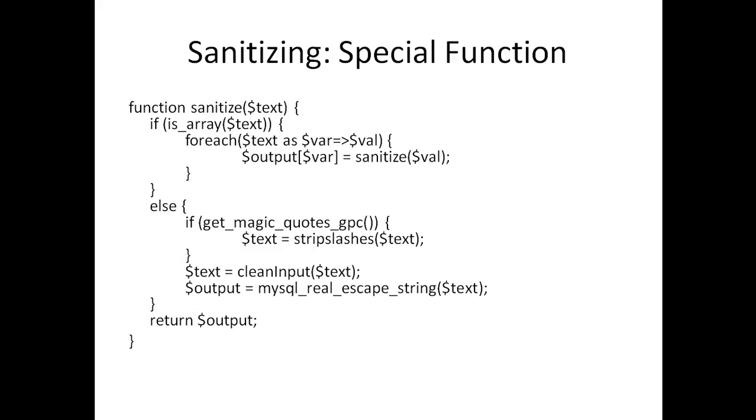So that's why they do a strip slashes, because it'll take out those extra slashes. Okay. Clean input is the clean input function. So once you have the text broken down, it'll pass it to the clean input function. And then the output is the text, but with a MySQL real escape string. So it's basically saying, okay, here's the text that's getting returned.